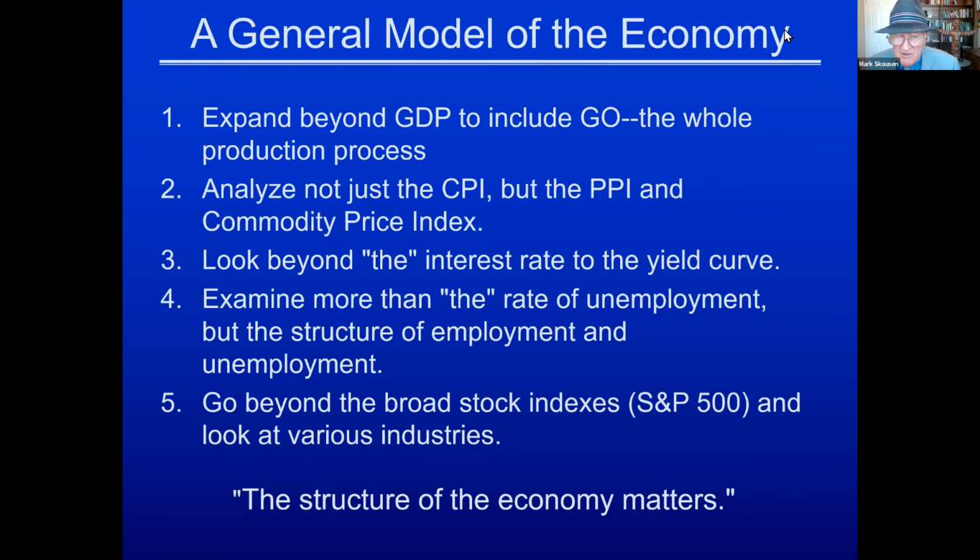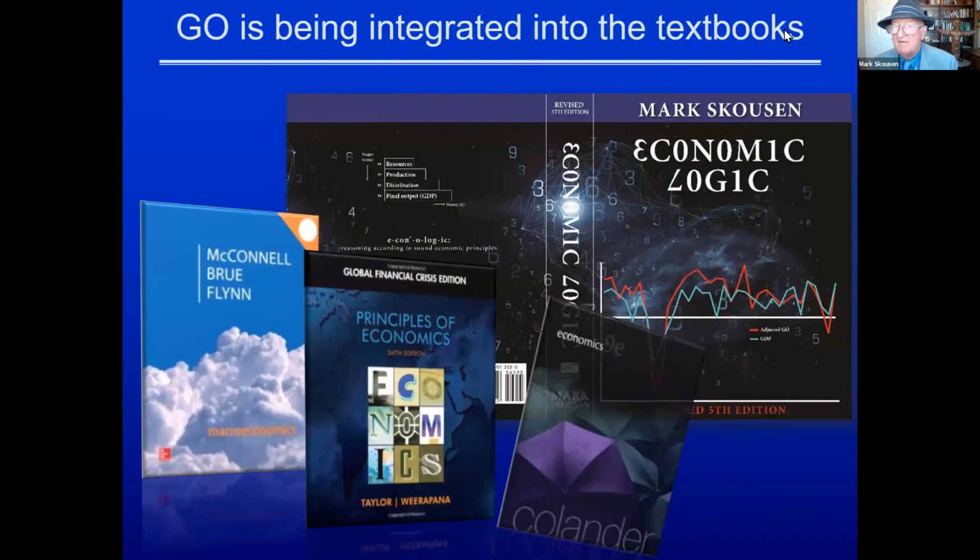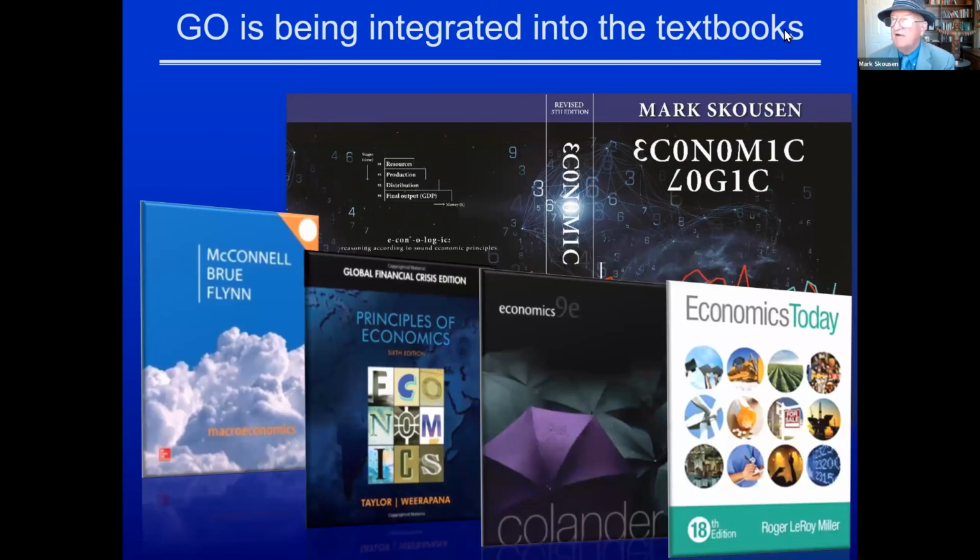So basically, the structure of the economy does matter. We don't want to be too aggregate. We want to disaggregate as much as we can. So there are some textbooks. This is my own textbook, Economic Logic, in its 5th edition, that fully integrates GO and GDP. And then these are some of the other textbooks that are being used in the United States that do have a mention of gross output, but have not fully integrated it like my own textbook.